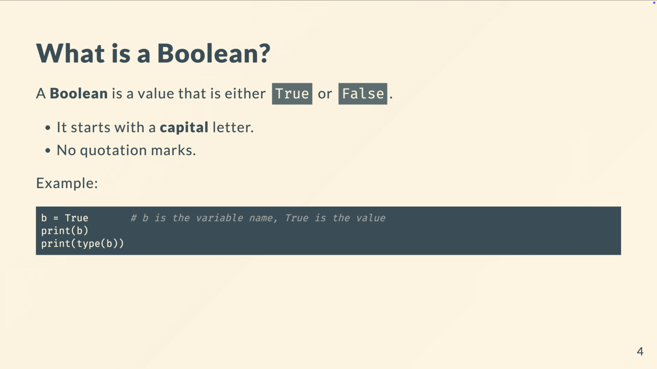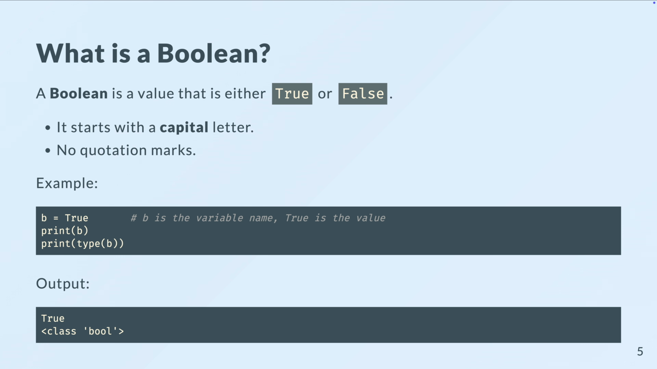Now let's look at the example. We set a variable named b to the Boolean value True. That means b stores a yes answer. Then we print b, so Python will show the value stored inside b. Next we print type of b. Type tells us what kind of value b is.